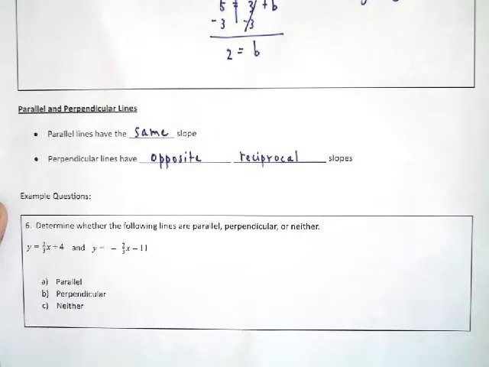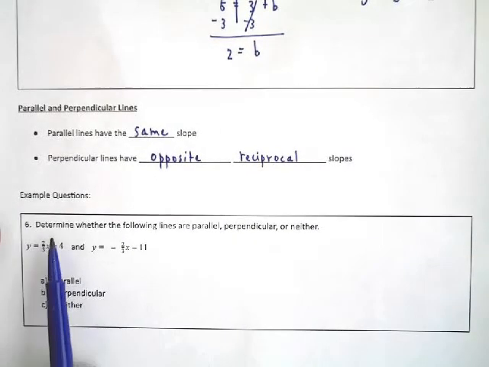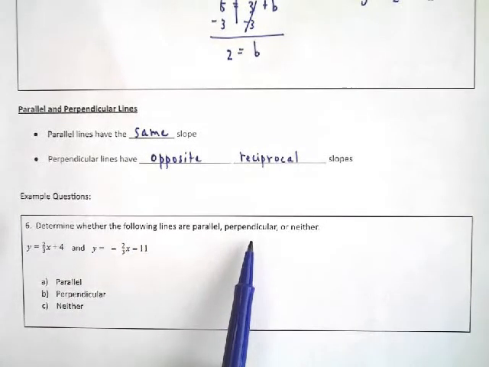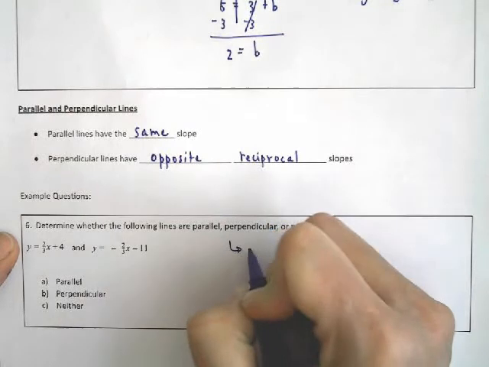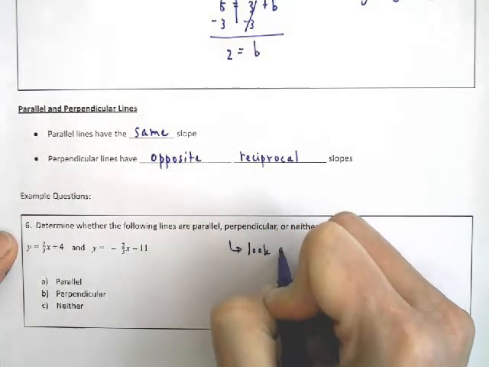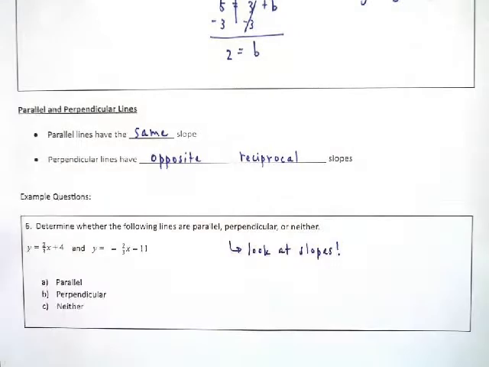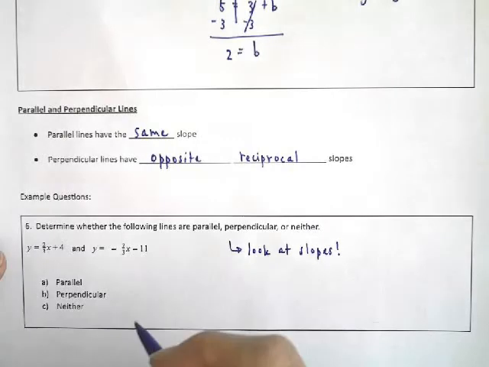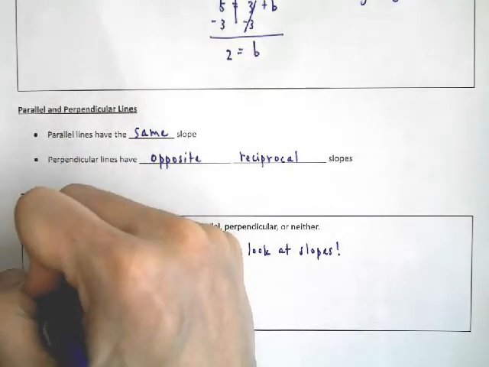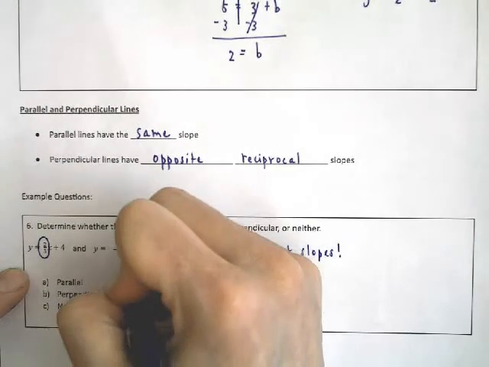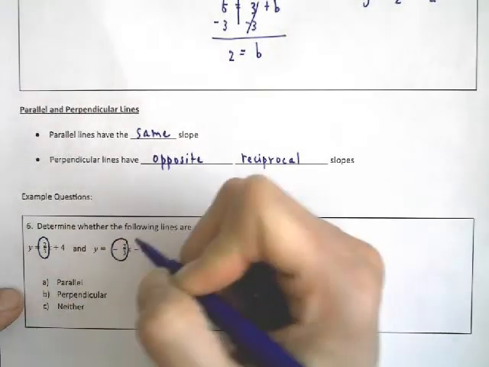Okay, so the first type of question you might see is one that looks like this. It says to determine whether the following lines are parallel, perpendicular, or neither. So I know I need to look at the slopes. I don't care about anything else except the slopes if I'm trying to decide this. So I see that the first slope is 2 over 3. The slope of my second line is negative 2 over 3.